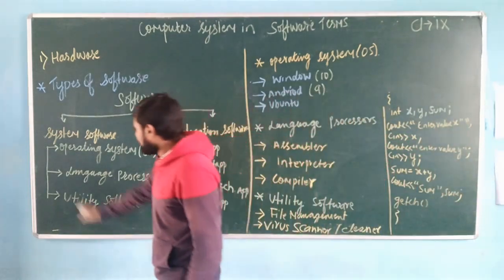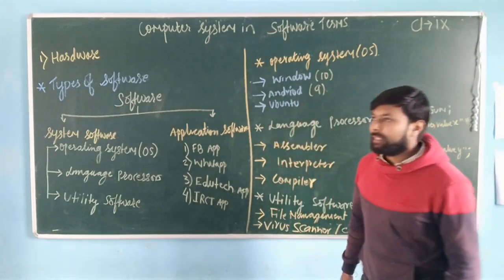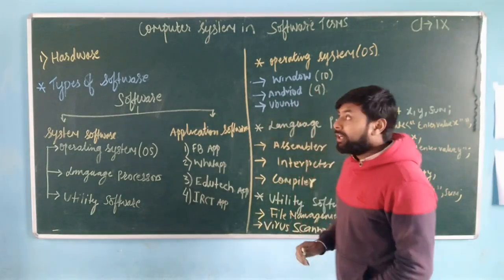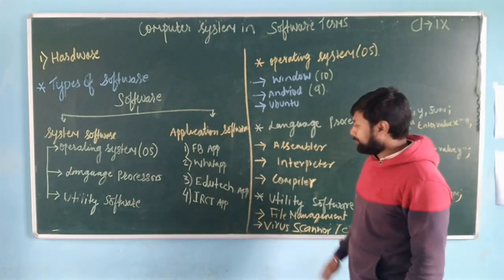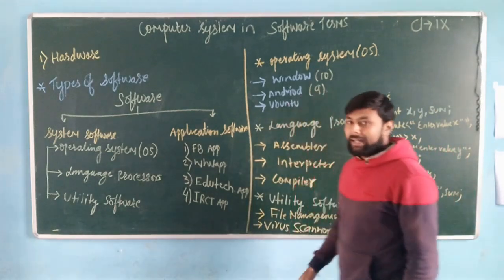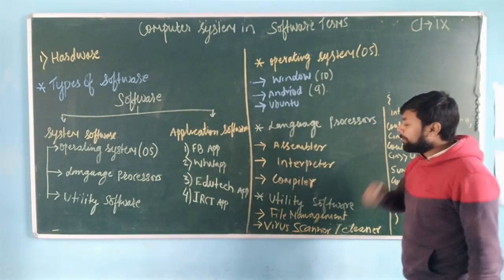Now come to the second part, that is language processor. Now see what a language processor is. Language processors are mainly three types: assembler, interpreter, compiler. What are the functions of these three? Assembler, interpreter, compiler.